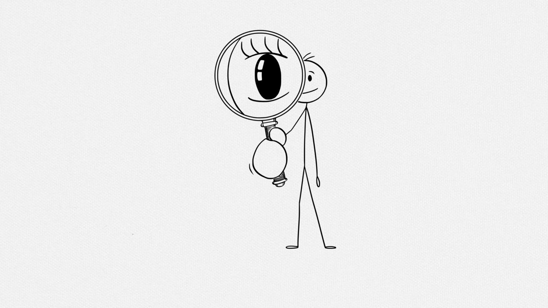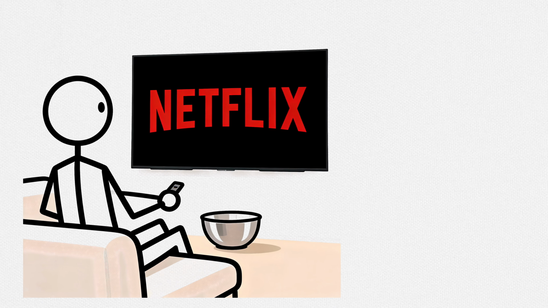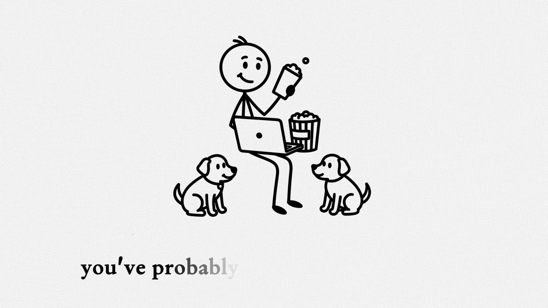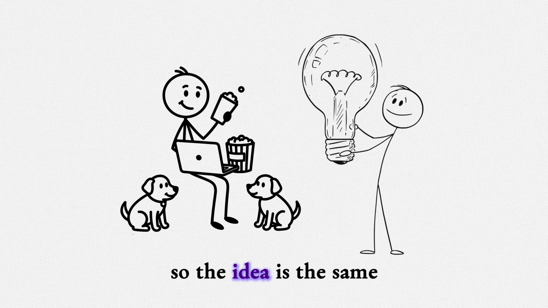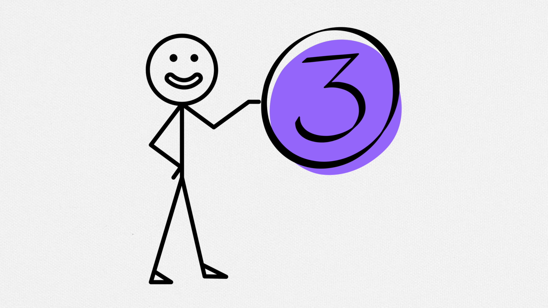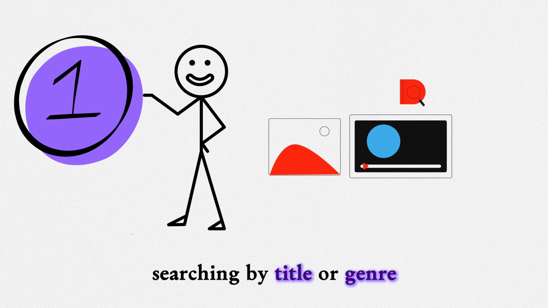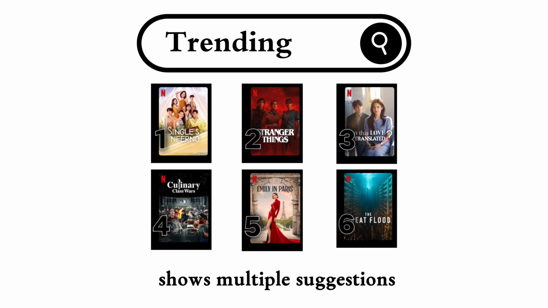Let's take a closer look at one familiar example: a streaming platform like Netflix. Even if you don't use Netflix, you've probably watched movies online, so the idea is the same. There are three common use cases. The first is searching by title or genre. You type a word, and the system quickly shows multiple suggestions.